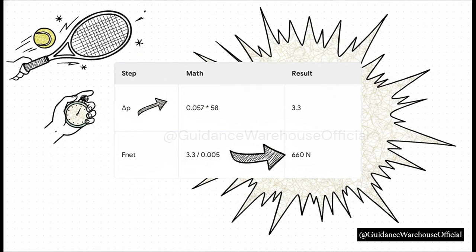Okay, step 2. We divide by time. That ball was only on the strings of her racket for 5 milliseconds. That's 0.005 seconds. When we divide 3.3 by that tiny fraction of time, the result is a staggering 660 newtons of force. This brilliantly illustrates how a small change in momentum, squeezed into a microscopic amount of time, results in an absolutely massive physical force.